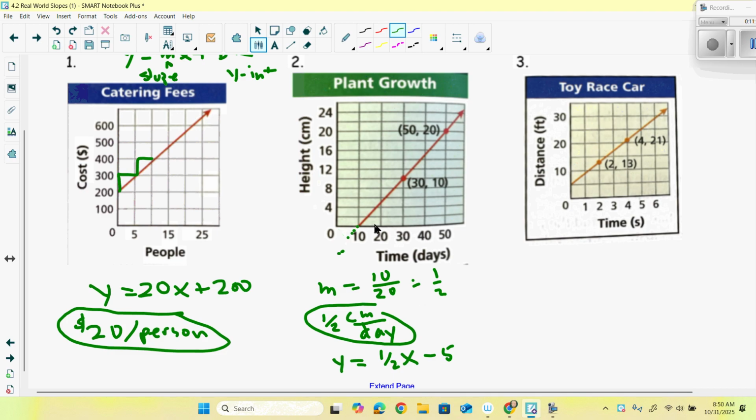Okay, so I did this. This -5 might be kind of hard to figure out, but in 10 days of growing by 1/2 centimeter, it must have started down 5 centimeters in the ground.